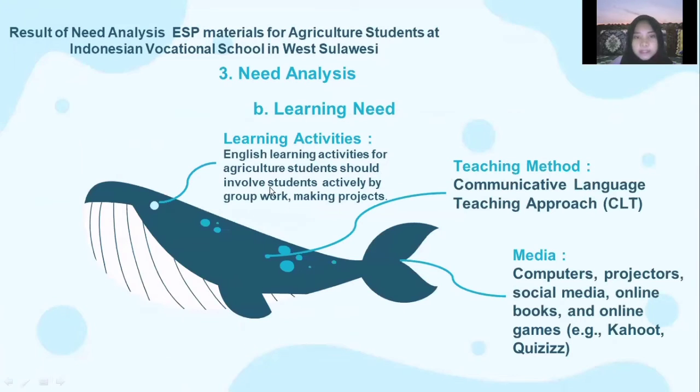The next is learning needs. There are learning activities. English learning activities for agriculture students should involve student activity by group work and making projects. The next is teaching method: Communicative Language Teaching approach, or CLT. Media: computer, projector, social media, online books, and online games. Examples: Kahoot and quizzes.